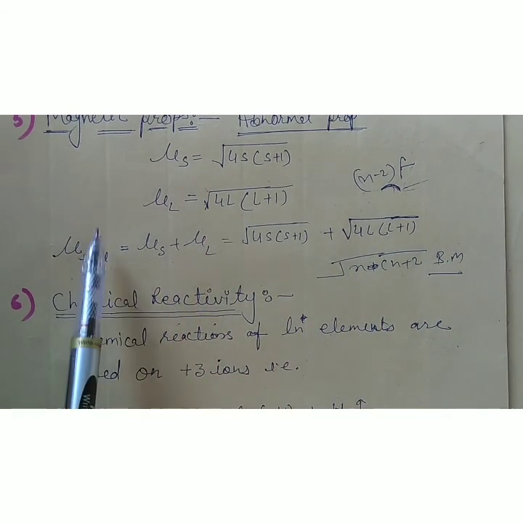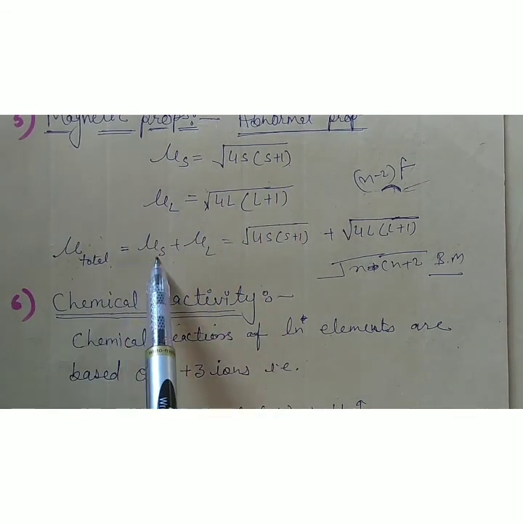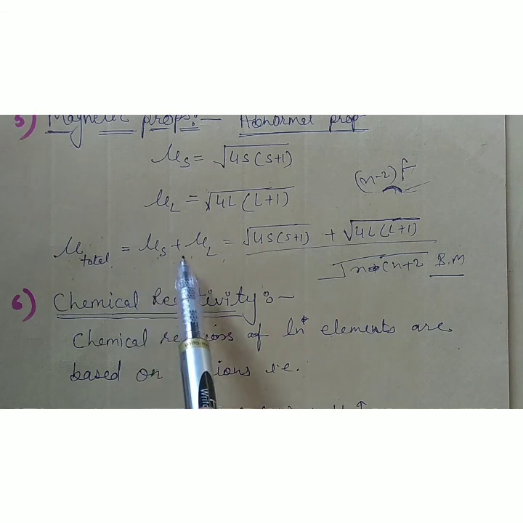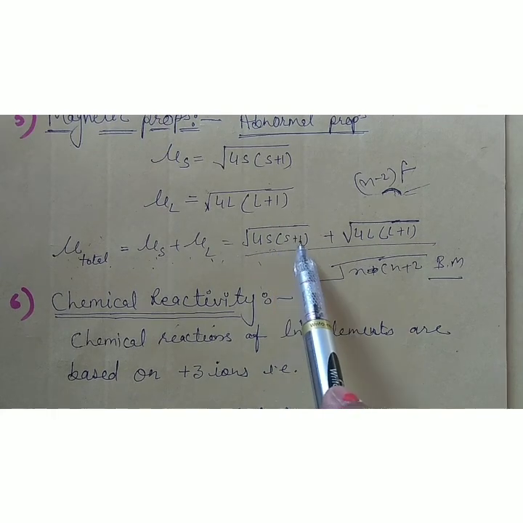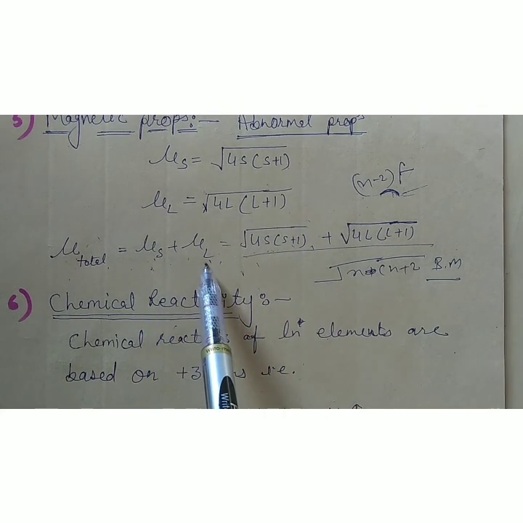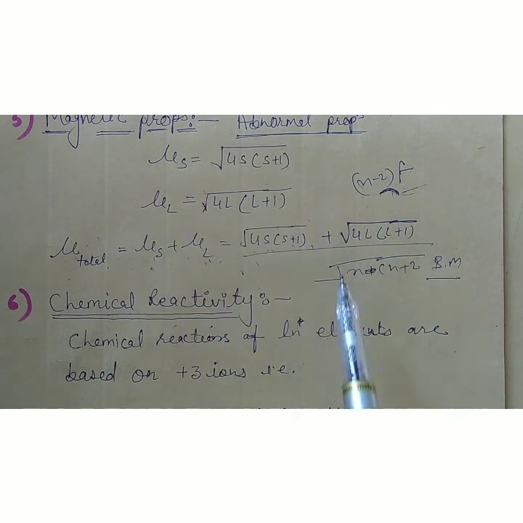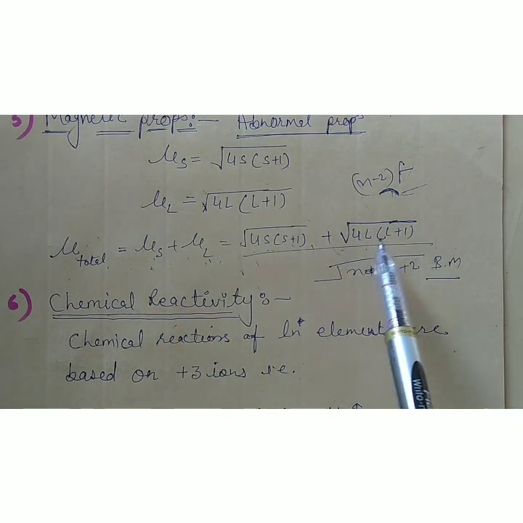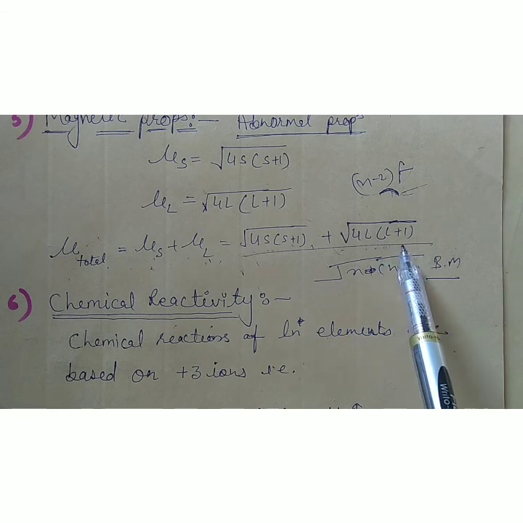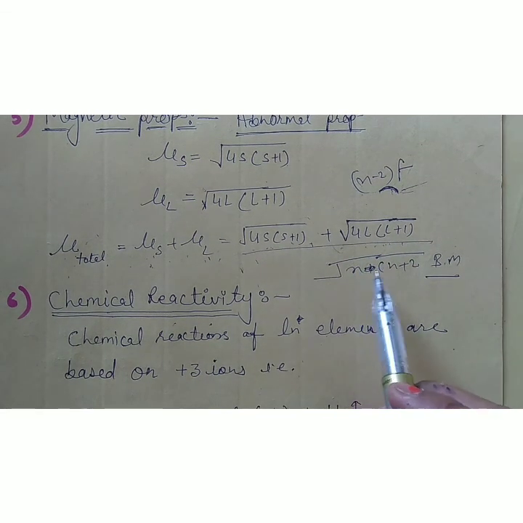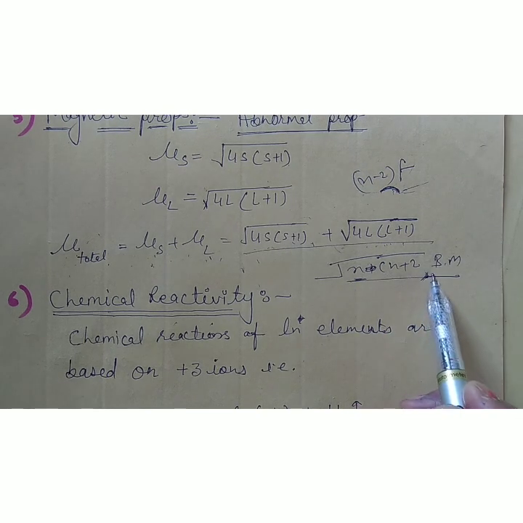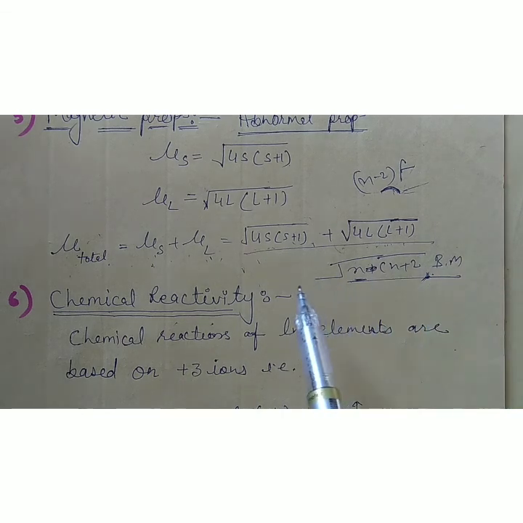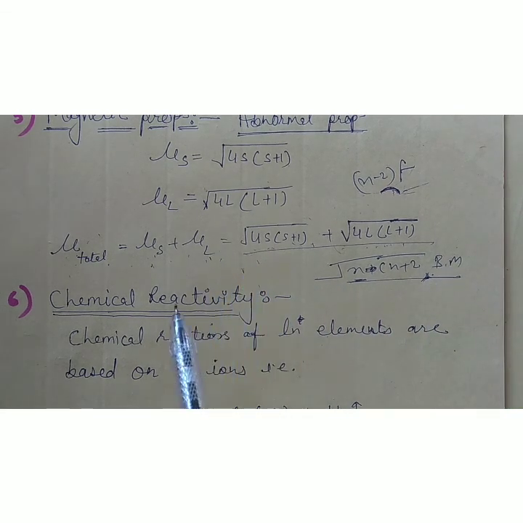In these elements, mu total will be calculated as mu s plus mu l. Mu s is due to spin, 4s(s+1) under root, and mu l is due to angular or orbital movement, which will be root of 4l(l+1). Where n is the number of unpaired electrons, when we calculate by the n(n+2) formula, our value of the magnetic moment will be lower than the actual value. So they show abnormal magnetic properties.